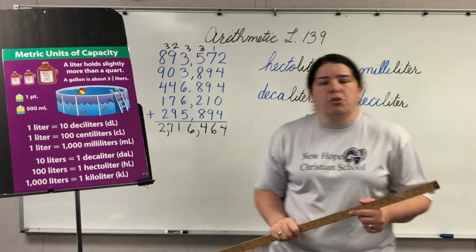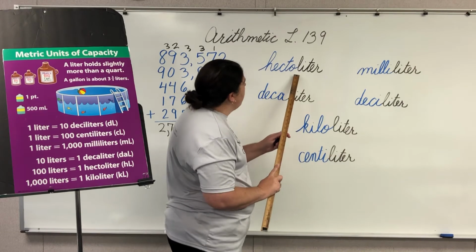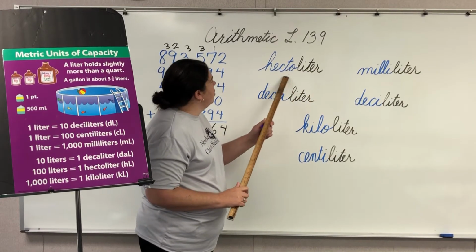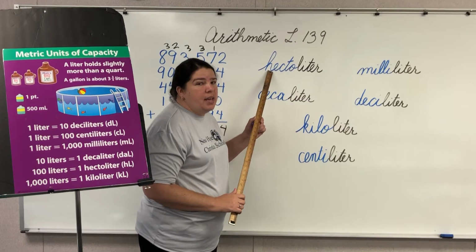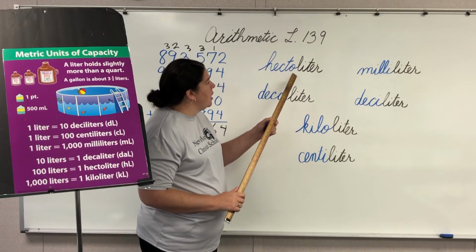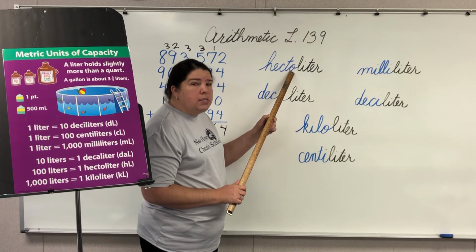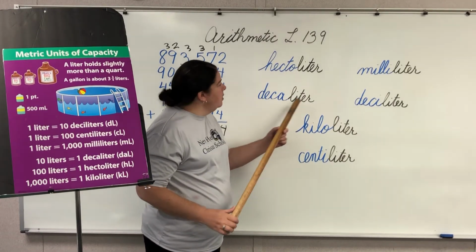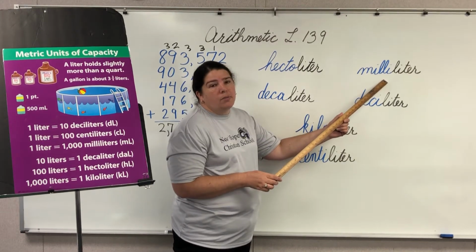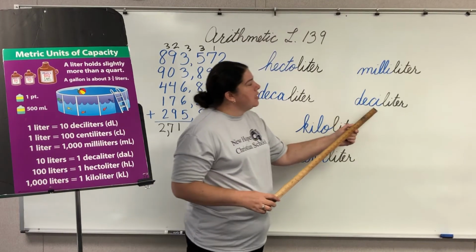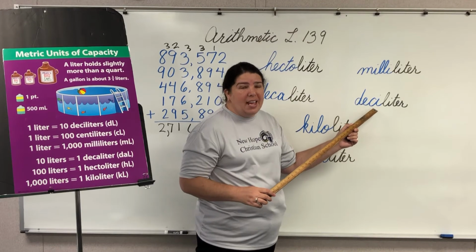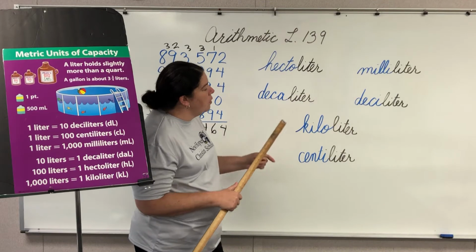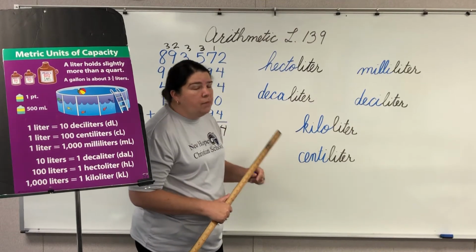So I want you to understand that again, that liter part stays the same. The beginning root word stays the same and it will always mean the same thing. Hecto, we know is 100. Deca is 10. Milli, 1,000. Deci, 10, right? So when we talk about it, we need to make sure that we know those terms, right?